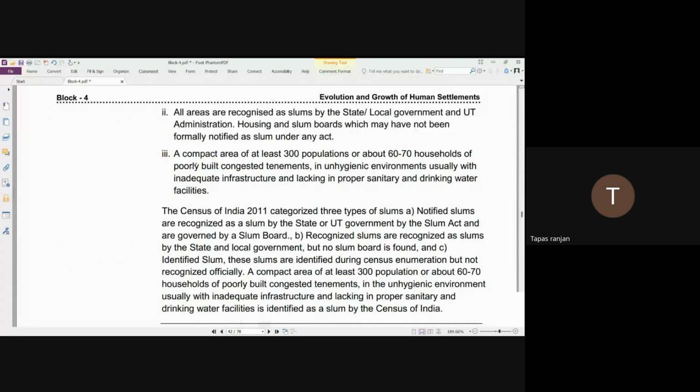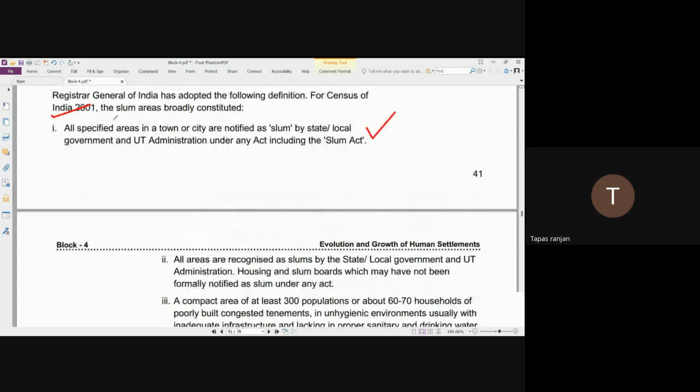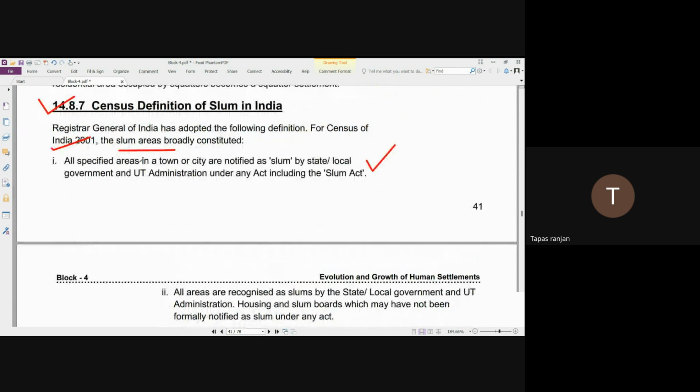Then you have a compact area of at least 300 population or about 60 to 70 households of poorly built, congested houses. These are in unhygienic environments, usually with inadequate infrastructure, and lack proper sanitary and drinking water facilities. So this is the definition, and this is the slum area that has been defined by the Census of India.